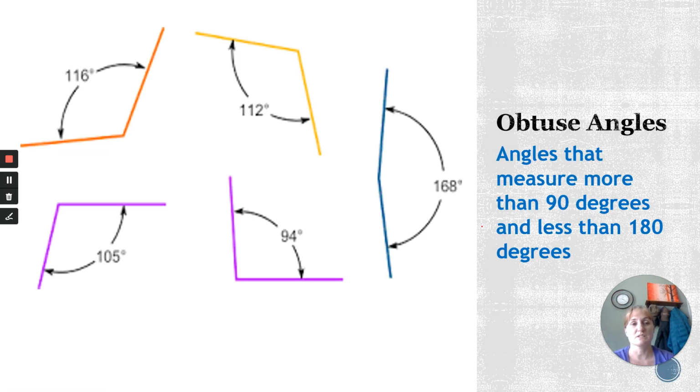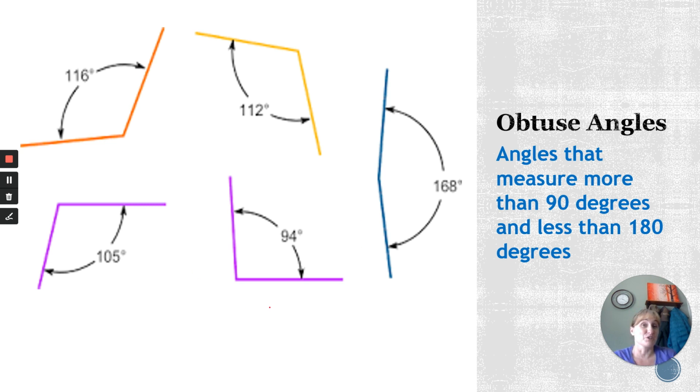Our next one is an obtuse angle. So an obtuse angle is one that measures more than 90 degrees, but less than 180 degrees. So here are different obtuse angles.